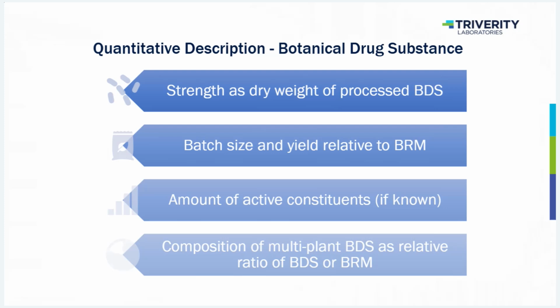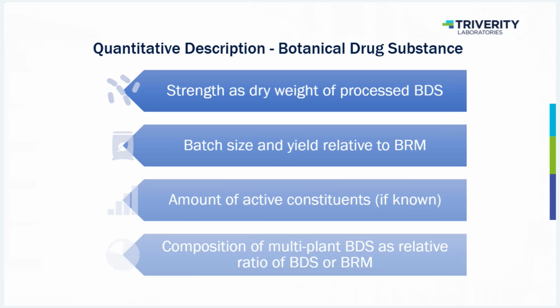And then you need to give a quantitative description. So the strength as a dry weight of your processed botanical drug substance, batch size and yield relative to your BRM. So that would be if I extracted a kilo of BRM, how much botanical drug substance am I getting from that extraction? And the amount of the active constituents, if known. And we talked about that a little bit earlier.